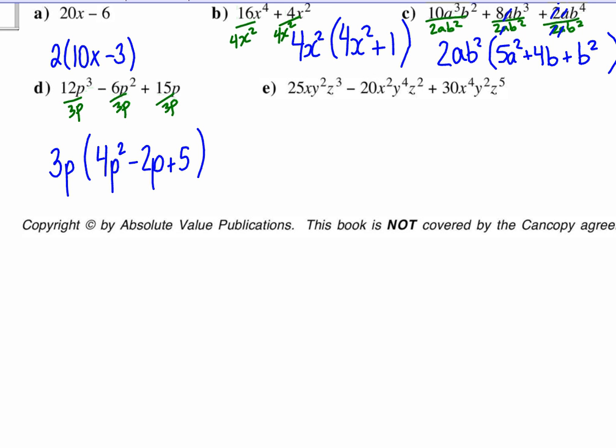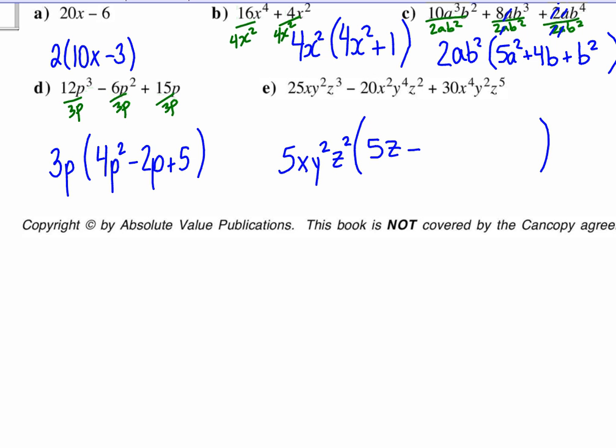Let's do E. 25, 20, and 30. It's easy. 5 x squared, x to the 4, x, y squared, y to the 4, y squared, y squared, and z cubed, z squared, z. Okay. 25 divided by 5 is 5. X divided by x, gone. Y squared over y squared, gone. Z cubed over z squared is z.